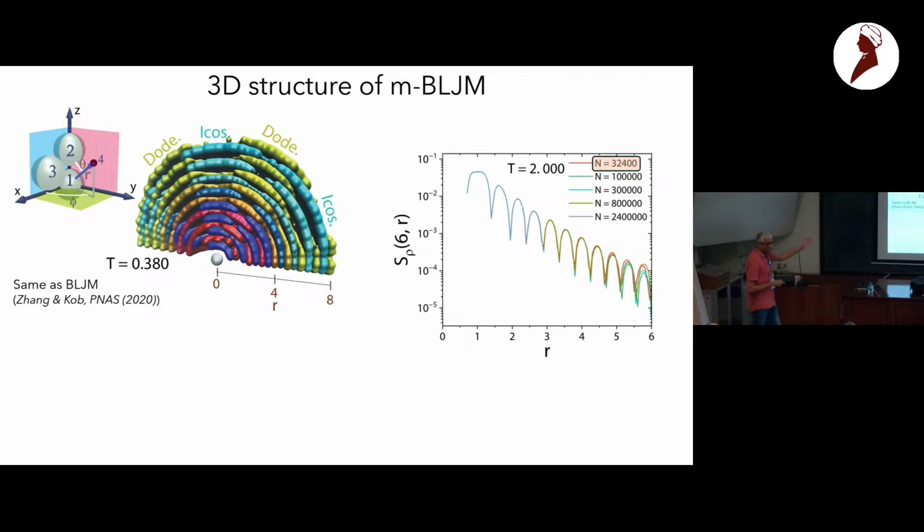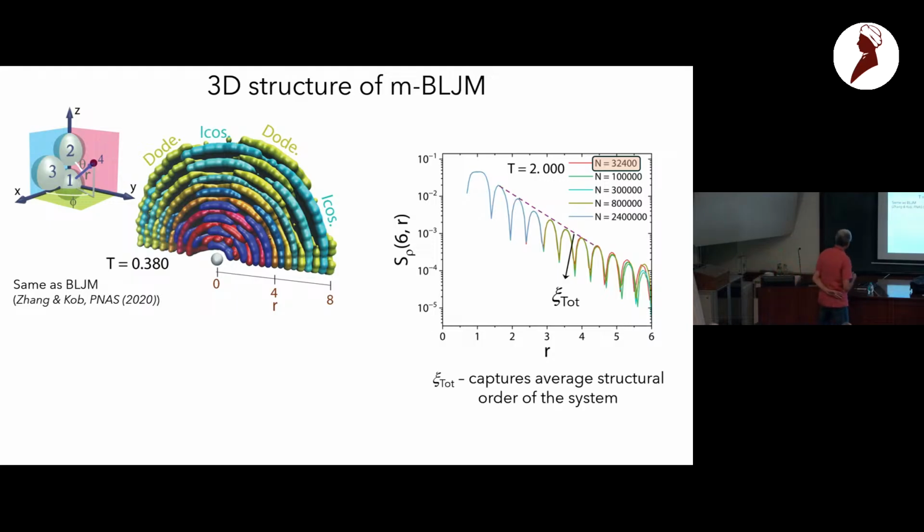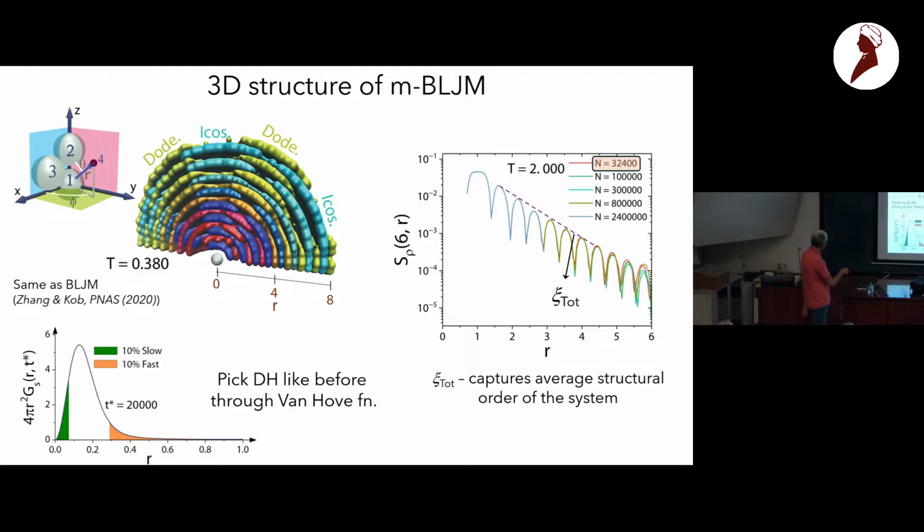All right. And once again, for this particular system, I'm going to define a correlation length, which is from the decay of this S rho. That's called xi total, because it's averaged over all particles in the system. Then I'm also going to basically look at the fast and slow, like we did in the colloid experiments. Okay, so the 10% fast are here. The 10% slow are here. All right, and we're going to look at the structure around these particles as well.